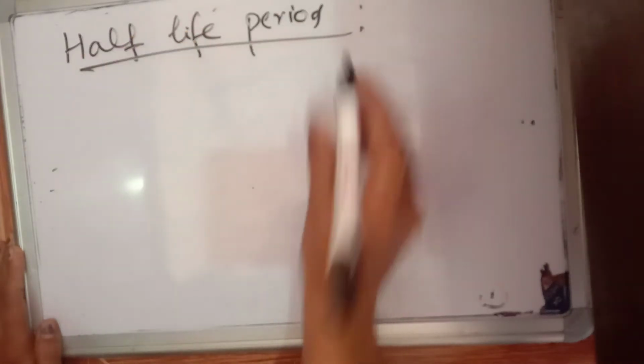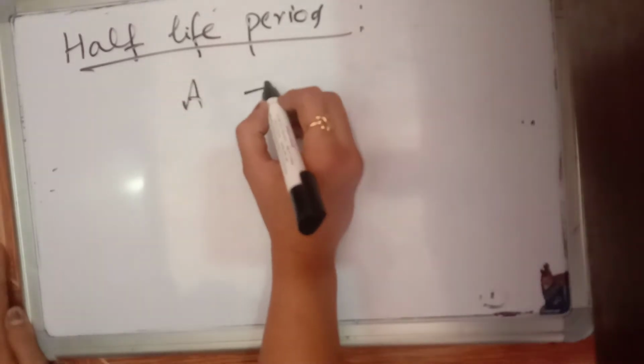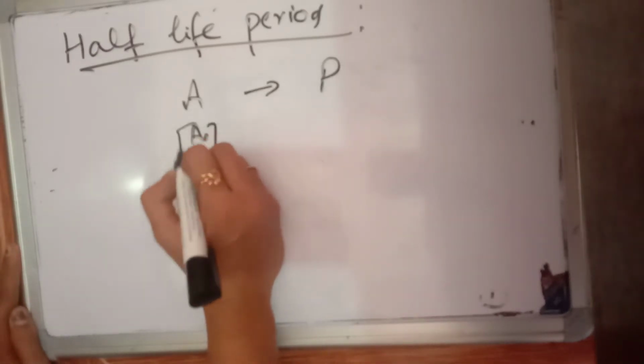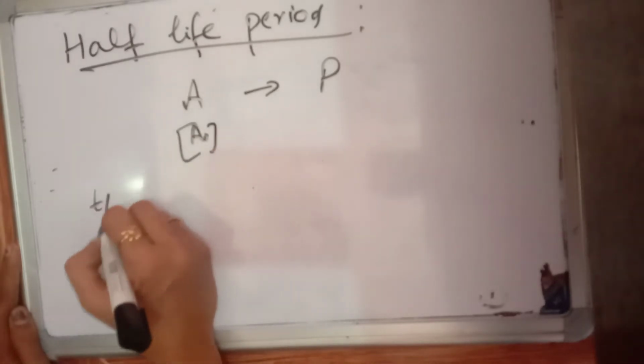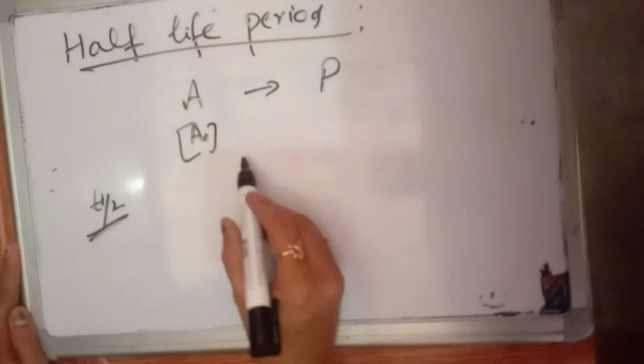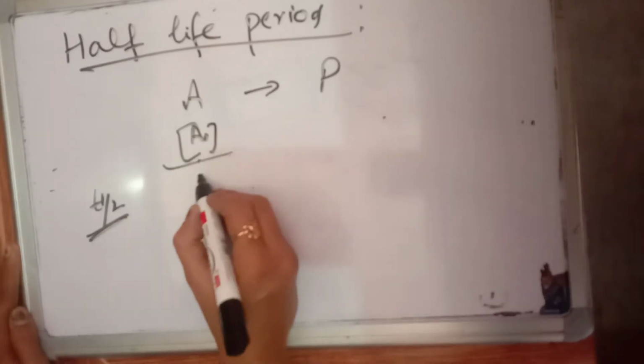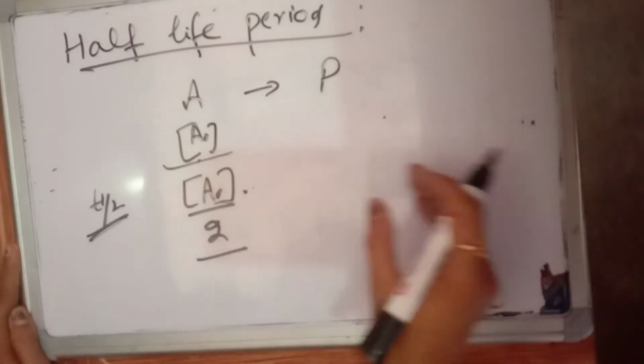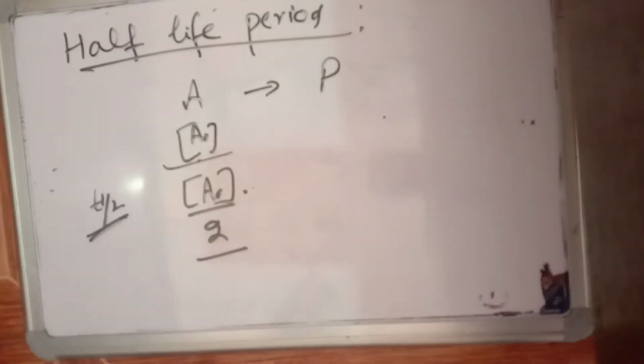Now what is half-life period? Basically, half-life period is the time required when the concentration of reactant is reduced to half, or half-life period is the time in which half of the reaction has taken place. What I am trying to say, if we have started the reaction with A naught concentration, then when t is t half-life, half of the reaction has taken place, or the reactant's concentration is reduced to half because half has been changed to products. So this is the half-life period.